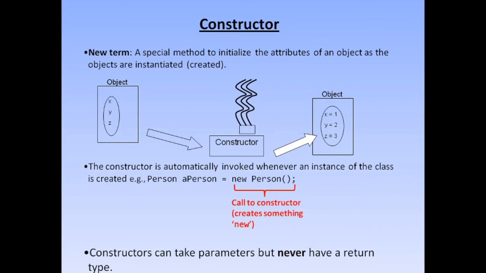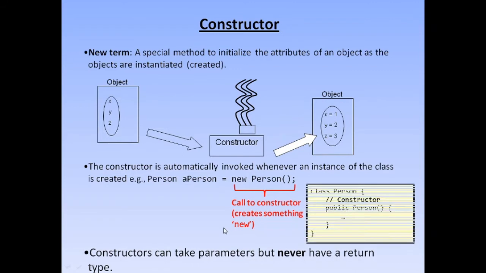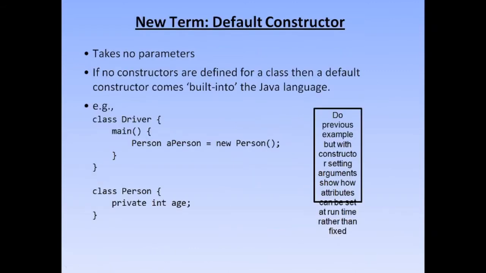This call to a constructor creates something new. What is that new? It is the object. Okay. Now a new term, the default constructor. What is the default constructor that I told you? It takes no parameters, and if no constructors are defined for a class, then a default constructor is built into the Java language.